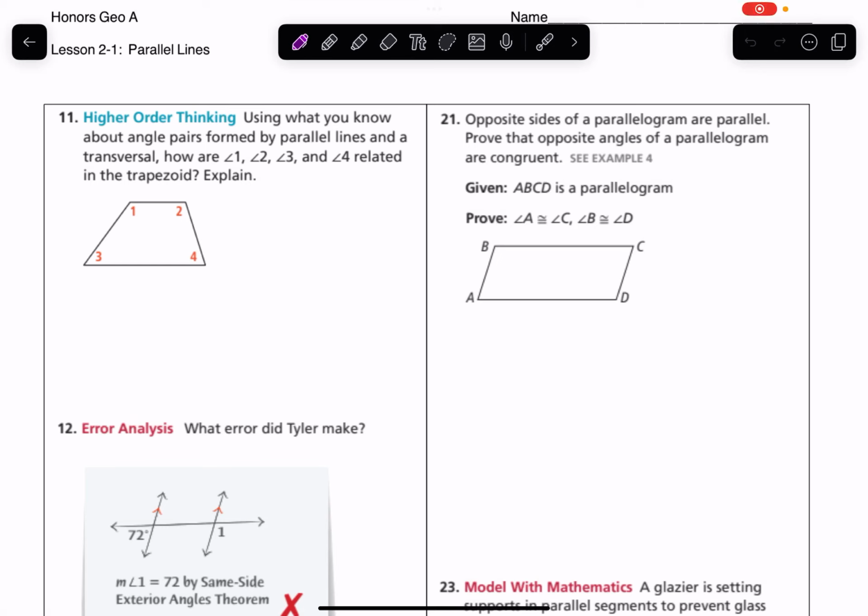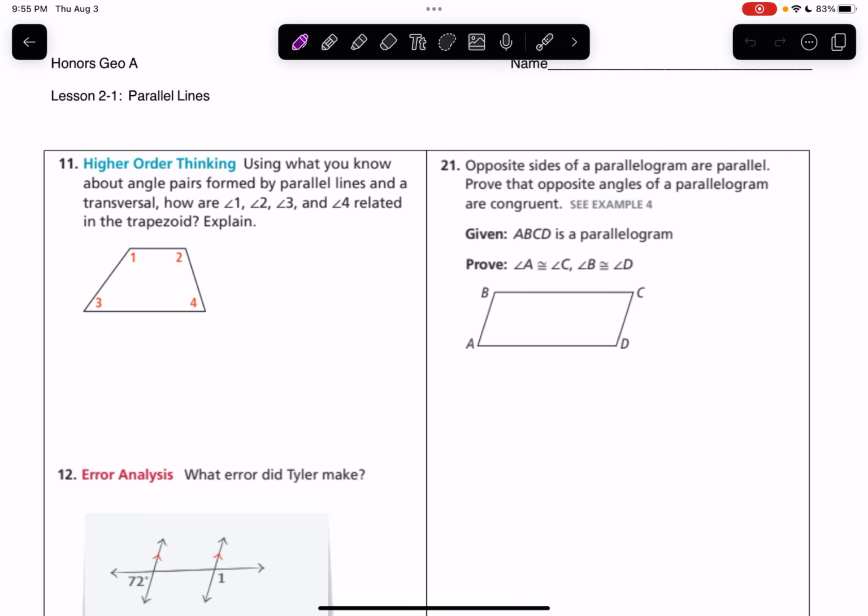Hi everybody, it is time to go over the Chapter 2 worksheets. We already got through Chapter 1, so now it's time for newer, better things. So Chapter 2, all about parallel lines and the angles that you can find in those lines, as well as triangles and some other geometric figures. So for 2-1, let's go ahead and get started.